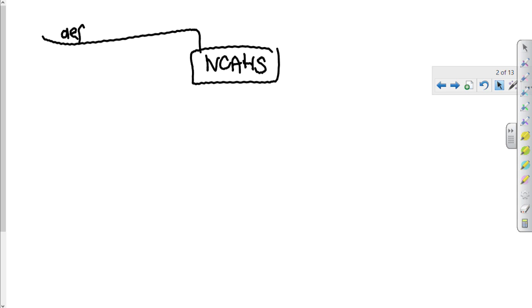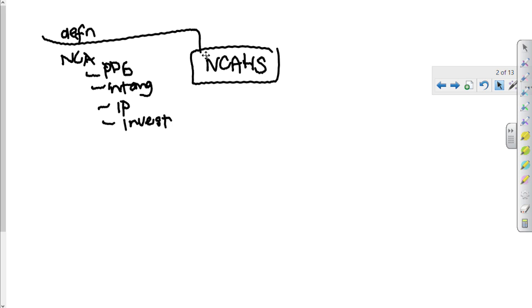Definition. It is essentially your non-current assets. What do we have in non-current assets? PPE, intangibles, investment property, investments. Do you agree? Non-current assets on my statement of financial position. PPE, intangibles, investment property, and investments in shares. Those are your non-current assets. The definition of non-current assets held for sale is non-current assets that you're intending to sell.